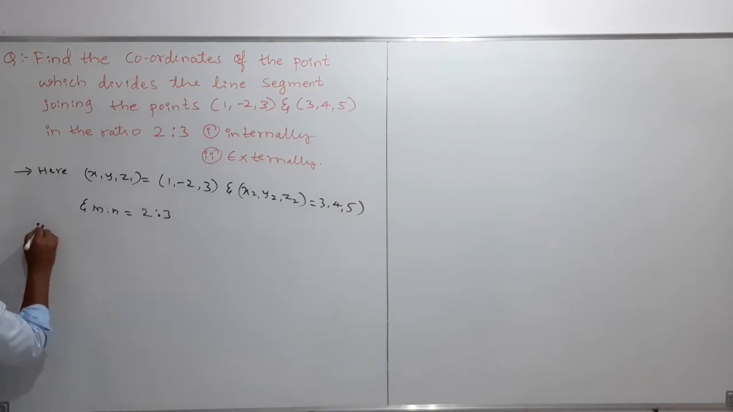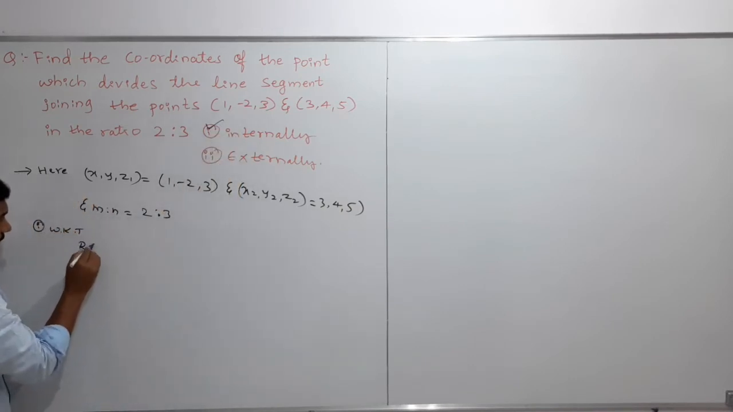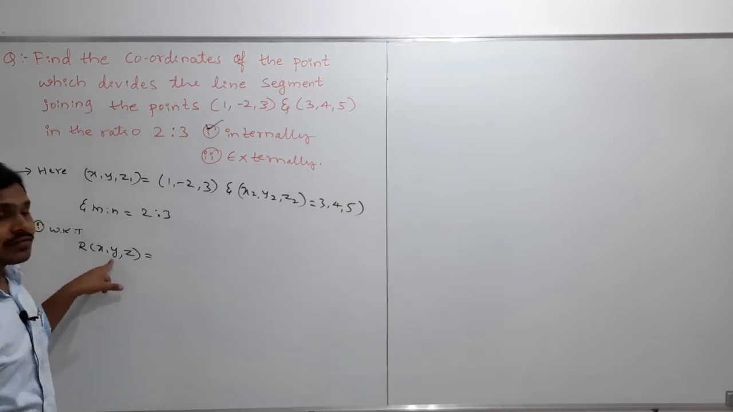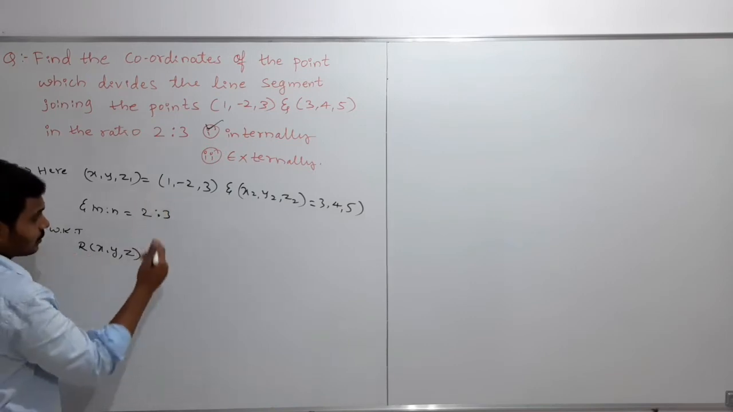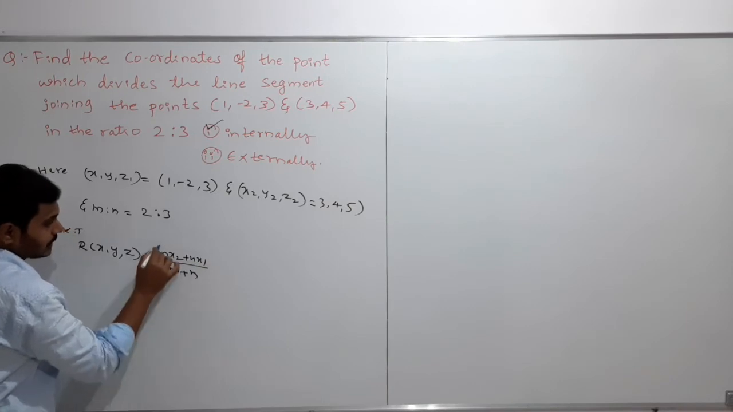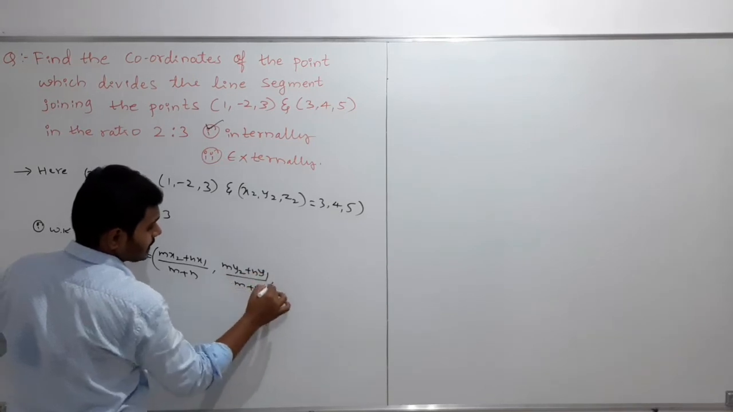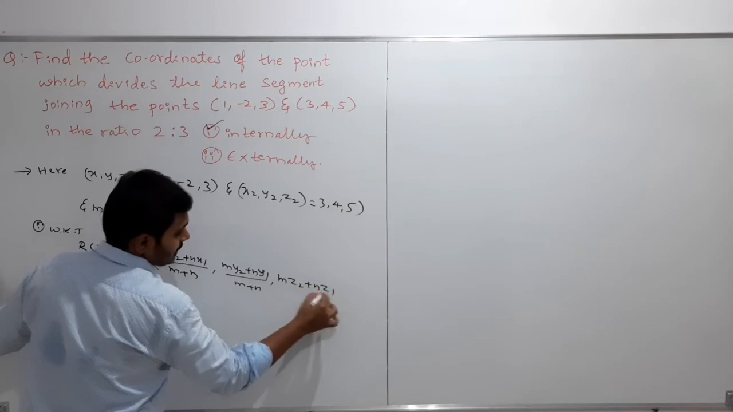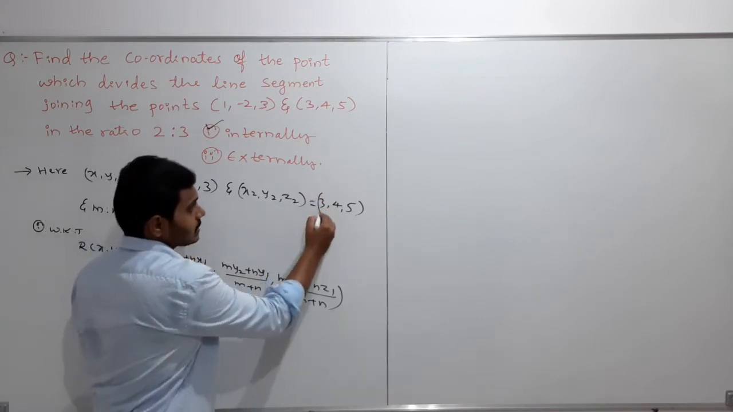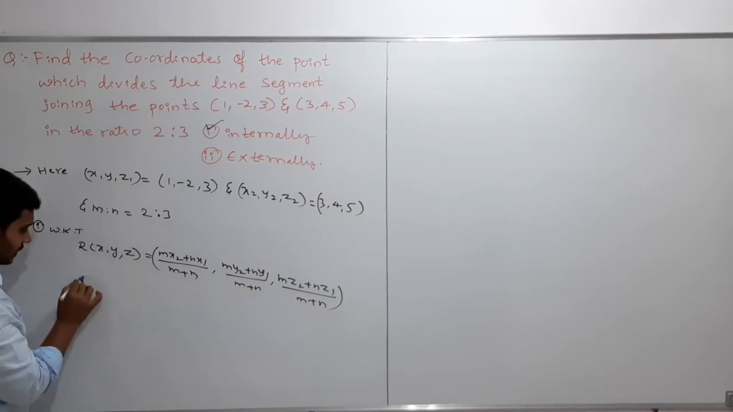First, we know the formula for the internal division. What is the internal formula, my dear students? The coordinates of R(x, y, z), if it is internal, are (mx2 plus nx1) whole divided by (m plus n), comma, (my2 plus ny1) whole divided by (m plus n), comma, (mz2 plus nz1) whole divided by (m plus n). So substitute all the values, my dear students, and you will get the coordinates of R(x, y, z).